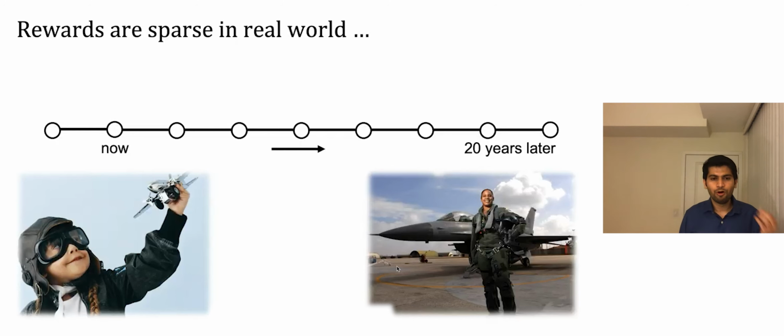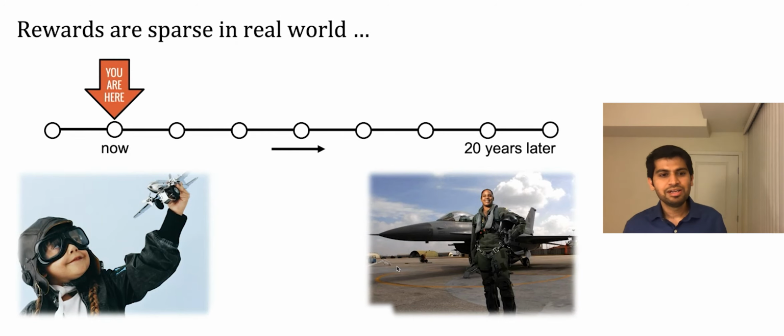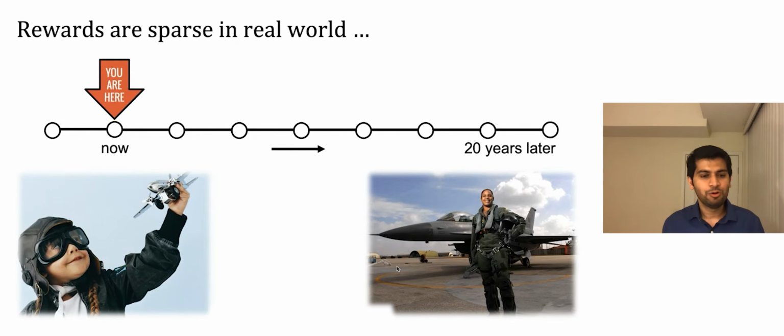In the real world, the reward could be delayed by days, months, or years, such that it's hard to propagate back to where you are. So how does this child over here know what actions to take so as to become a pilot 20 years later? Does she optimize the reward and backprop the signals out of the brain?